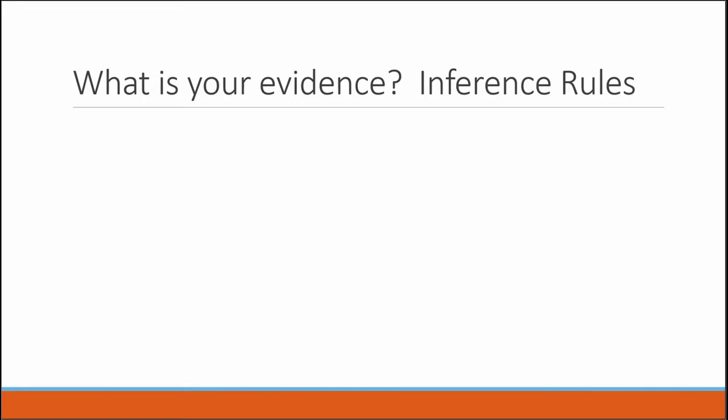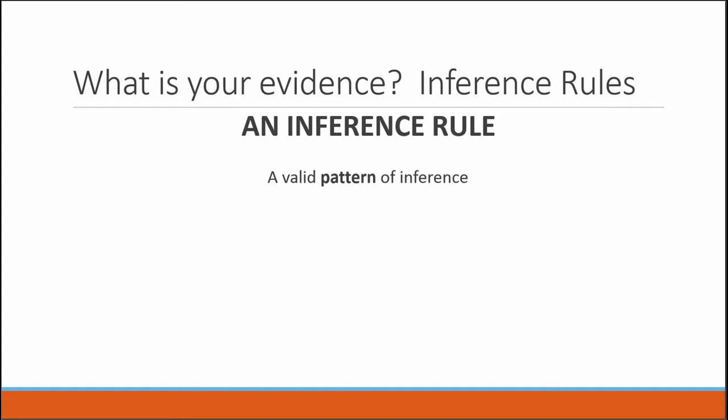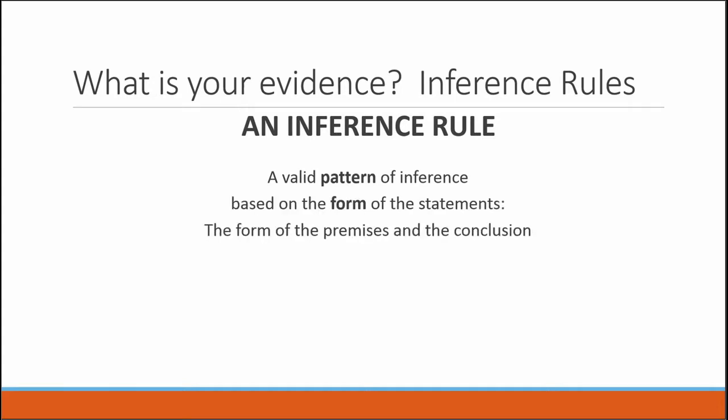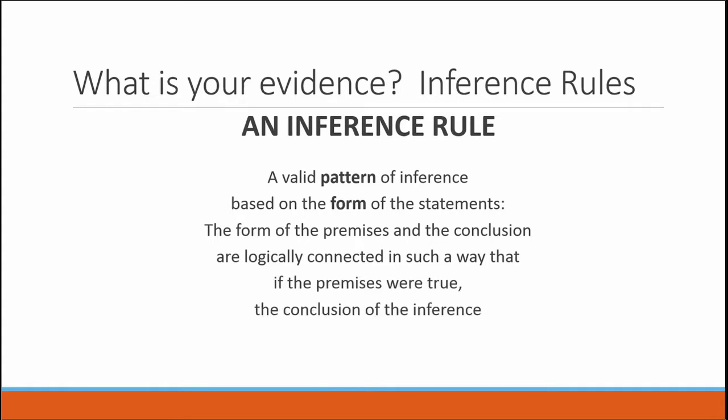So, in order to prove that we can get from premises to conclusions using valid inferences at every step, we're going to learn some inference rules. Inference rules are valid patterns of inference based on the form of the statements. The form of the premises and the conclusion are logically connected in such a way that if the premise were true, the conclusion of the inference would necessarily be true.